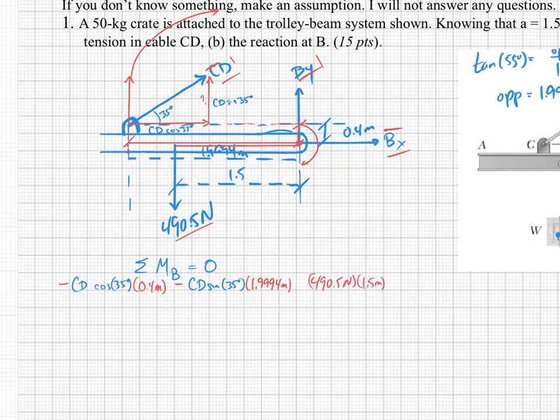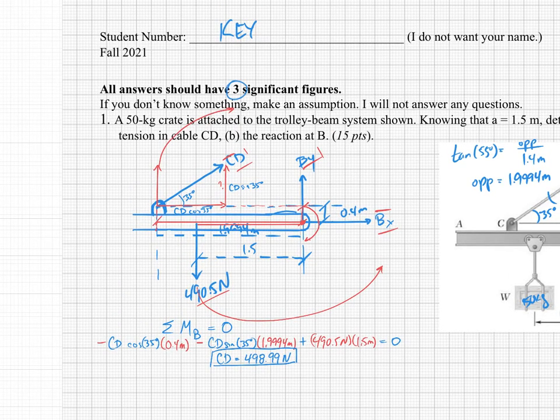I don't know why we've changed colors at this point. And this 490.5 is causing it to spin that way. Okay, so that will be counterclockwise, so that'll get a plus sign. Okay, and that's going to equal 0. So those are all the forces that create a moment. Okay, so if we do the algebra here, we're going to end up with CD equals 498.99 newtons. Okay, so that's good. So that's our first answer. Although I guess we're going to report it with 3 sig figs because that is the request up here.